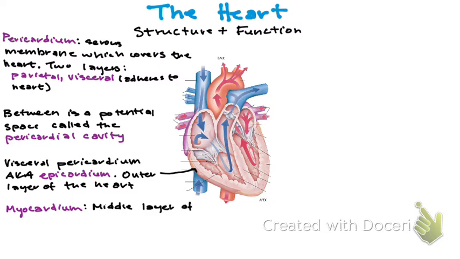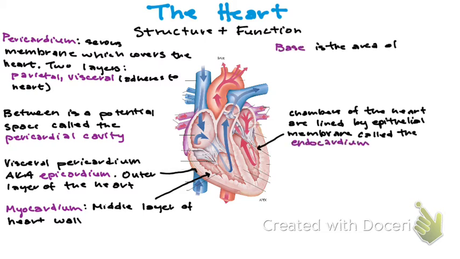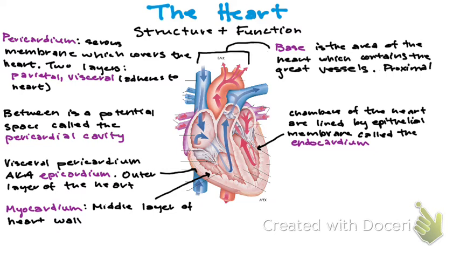The myocardium is the middle layer of the heart, or the heart wall, and remember myo is the prefix that means muscle. The chambers of the heart are lined by epithelium called the endocardium. And the base of the heart is actually at the top of the heart, closer to your head, and it's where all of the great vessels enter and exit the heart. Whereas the apex is at the distal portion, it's more inferior. And that's kind of confusing because usually apex means the top of something or the crest of something, but in this case, it's actually opposite.